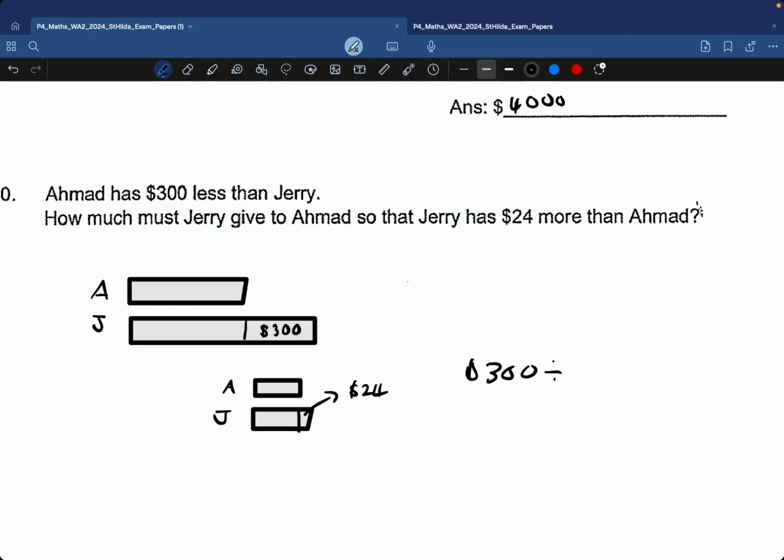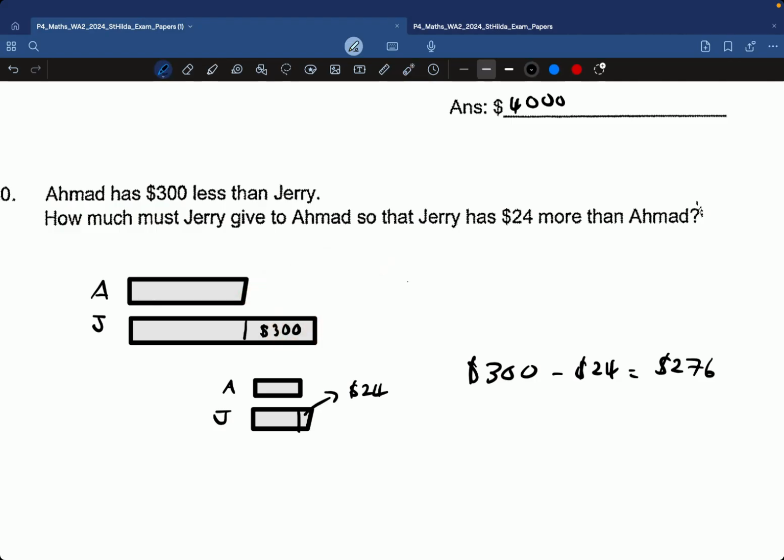divided by 2. Oops, the dollar sign is a bit weird. Okay, $300 divided by, sorry, $300. We minus $24, and this will give us $276, right? Why we do that is because for this $300 over here, since we want to have Jerry only $24 more, then we need to in a way split them up in this case, and the difference can only be $24, right? So in a way we split them up and then we give to Ahmad, and the difference can only be $24, right?